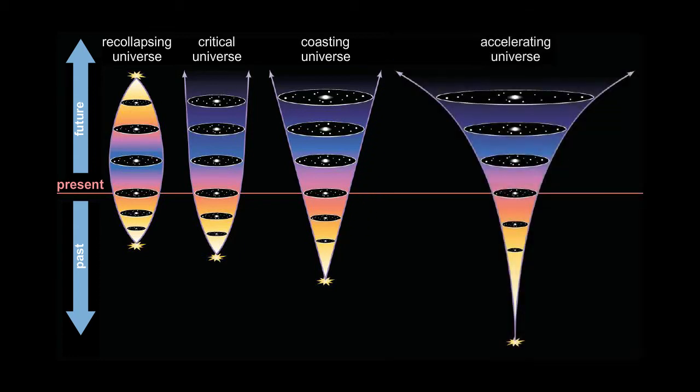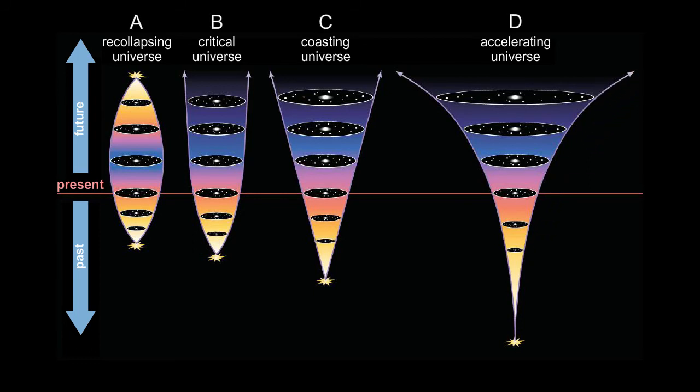The fourth model also assumes that gravity is too weak to stop the expansion, but adds a repulsive force, which we usually call dark energy, that causes the expansion to accelerate. The expansion therefore starts relatively slowly, but gets faster with time.